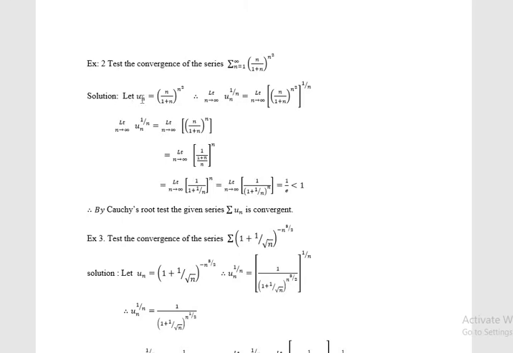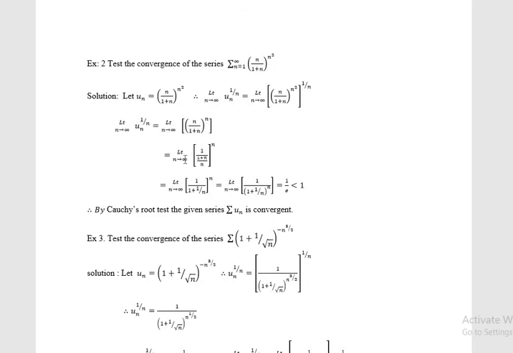Solution: let the nth term be un = n by (1 + n)^(n²), and therefore the limit as n approaches infinity of un^(1/n) is equal to the limit on the right-hand side of [n by (1 + n)^(n²)]^(1/n). Simplifying, we can write it as the limit as n approaches infinity of n divided by (1 + n)^n.